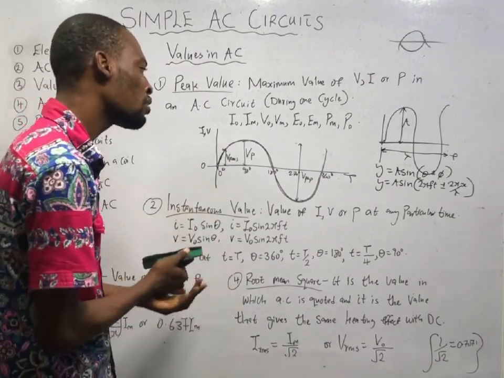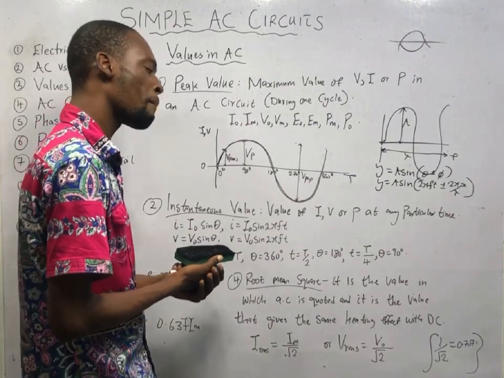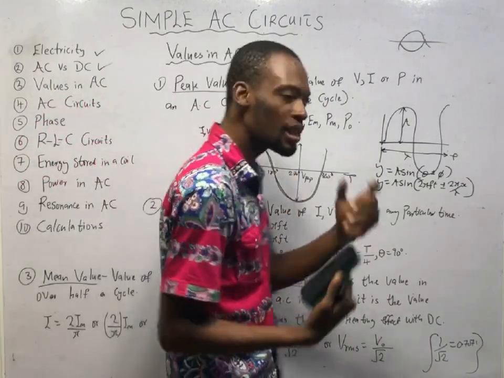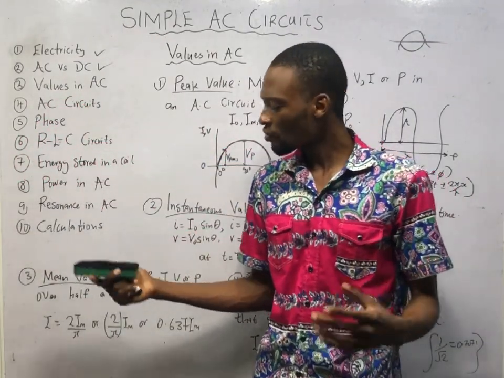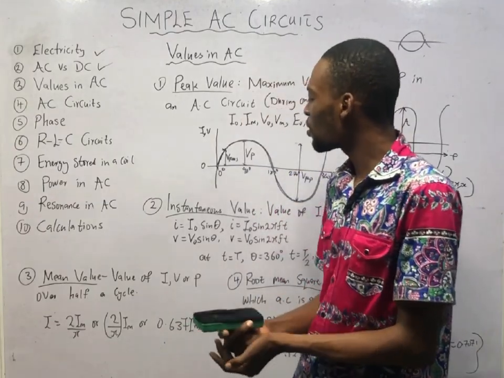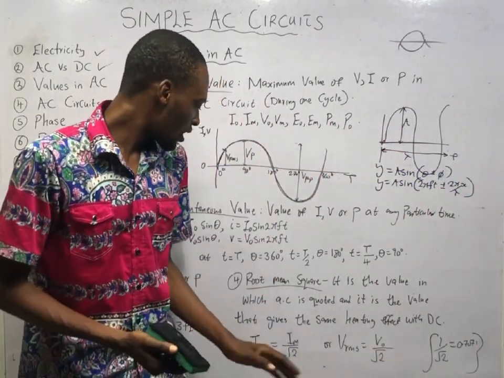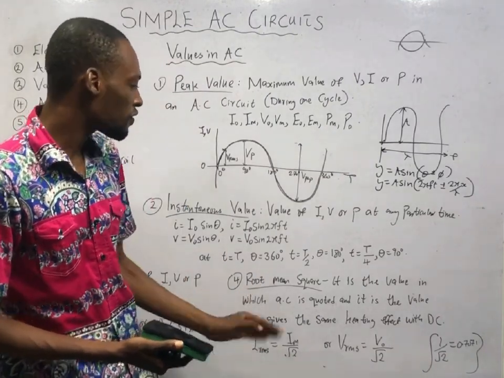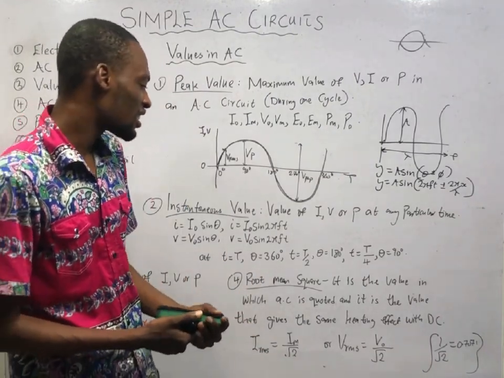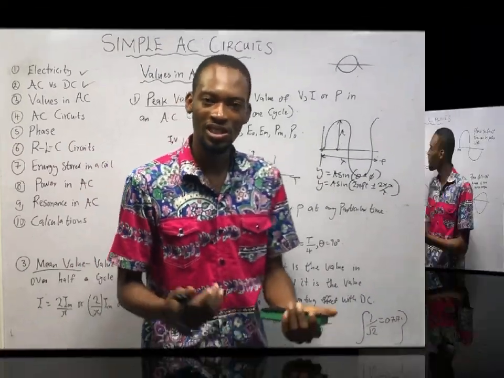So ladies and gentlemen, values in AC: peak value is the highest value of current, voltage and power. Instantaneous value is the value of current, voltage and power at any particular point in time. Mean value is the value of current, voltage or power over a half cycle. And root mean square value is the value that gives the same heating effect as DC.